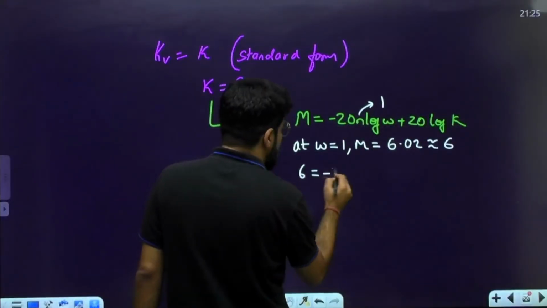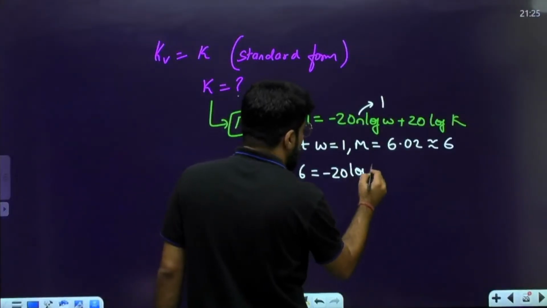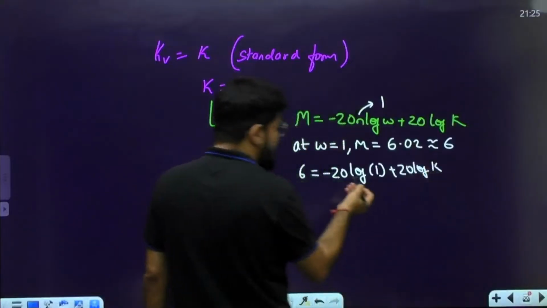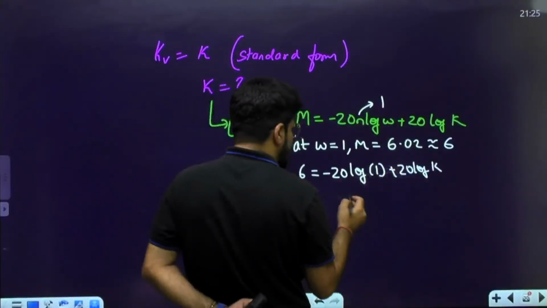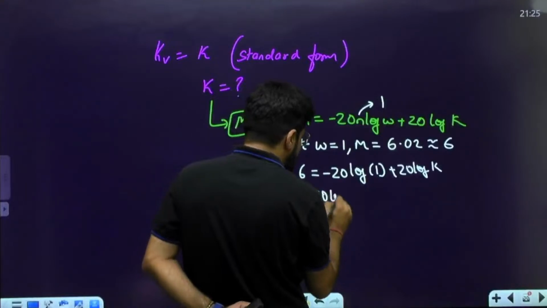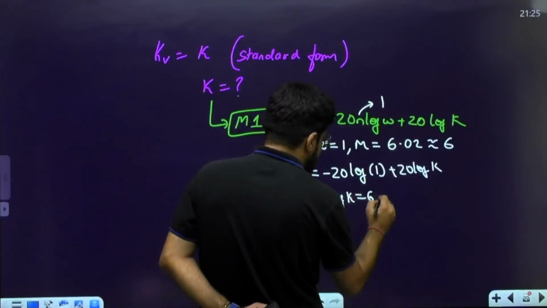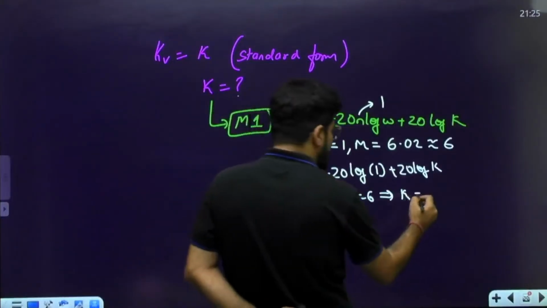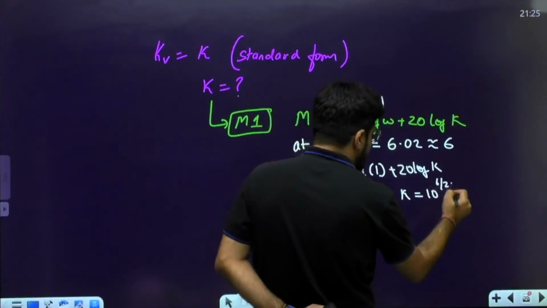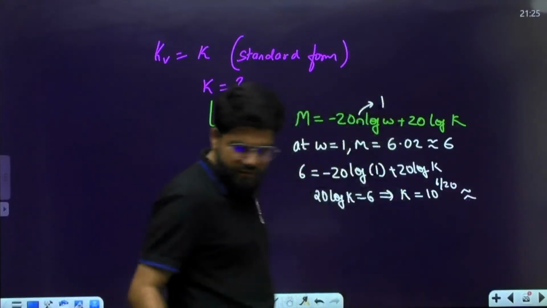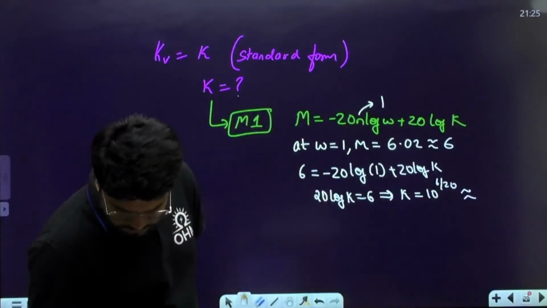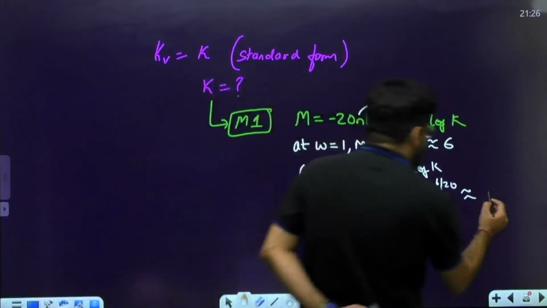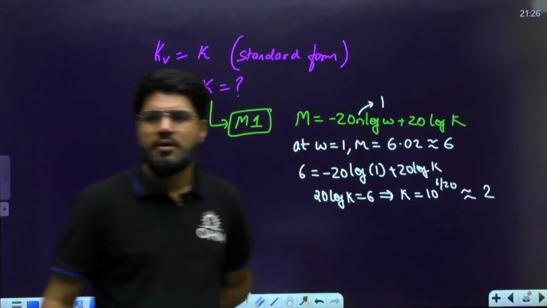So 6 is equal to minus 20 into log 1 plus 20 log k. Log 1 is 0. That is the reason I chose omega 1. Log 1 gives a simple value. So 20 log k is 6. So what will be k? Log k is 6 by 20. So k will be 10 raised to the power 6 by 20. For that, we can refer to our calculators. It's approximately 2. k is approximately 2.